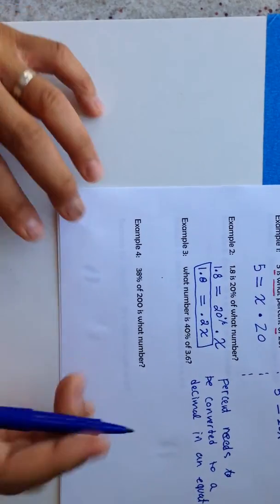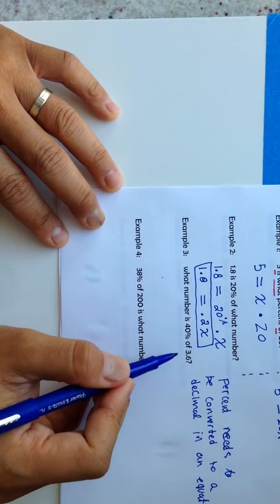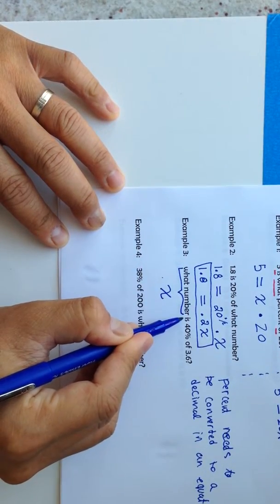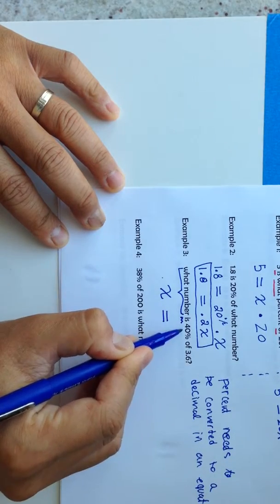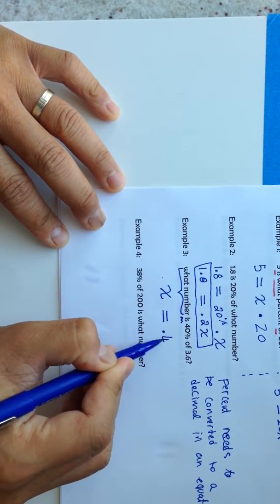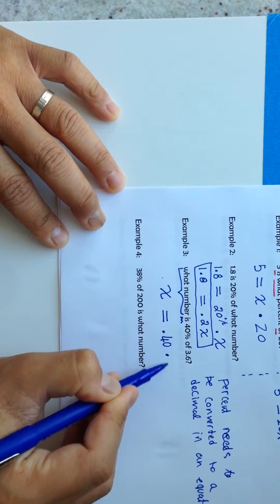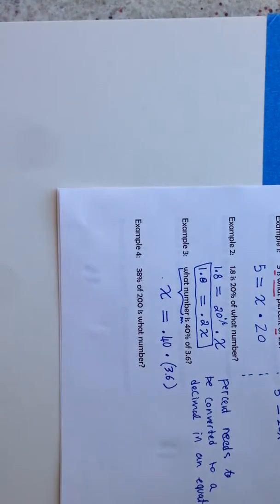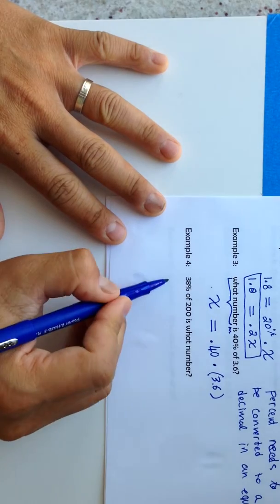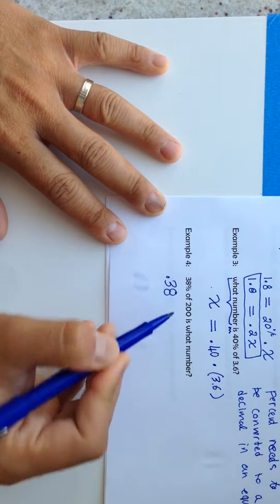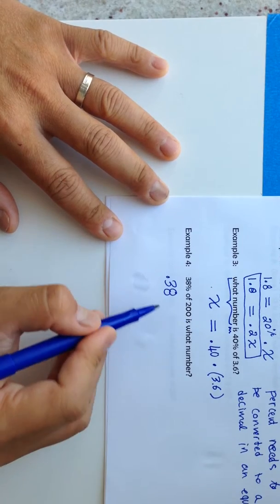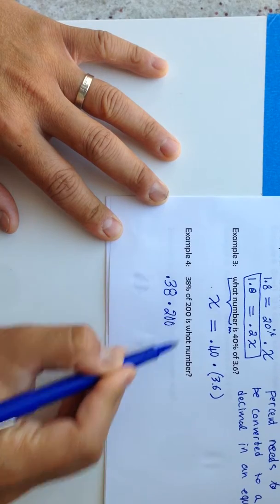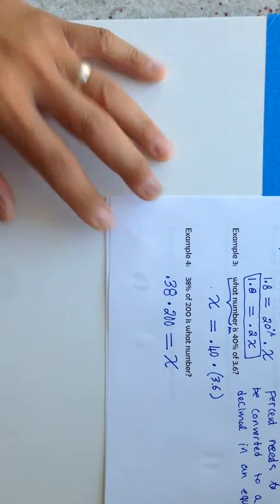Okay, good. What number is 40% of 3.6? So what number is 40%? Turn that into a decimal. Of means multiply, and then 3.6. Done. Direct translation. Good. Next, 38%. Remember, a percent in an equation will be written as a decimal. 38% of means multiply 200 is what number? Direct translation.